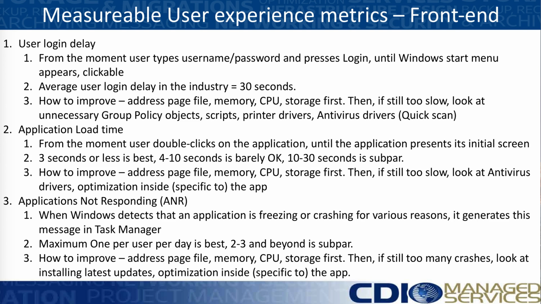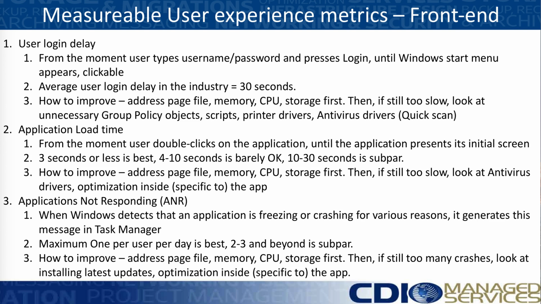The last front-end metric is called applications not responding, or ANRs. So when Windows detects that an application is freezing or crashing for various reasons, it will generate this message in Task Manager. Many tools will detect this and count it as one application not responding. Okay, so we want to have a maximum of one application not responding per user per day. Think about it. If one application crashes during your day, maybe it's a fluke. Maybe it's okay. But if 2 times it crashes, or 2 different applications crash, 3 times and beyond, that's when your experience goes down and you start thinking that the desktop is slow.